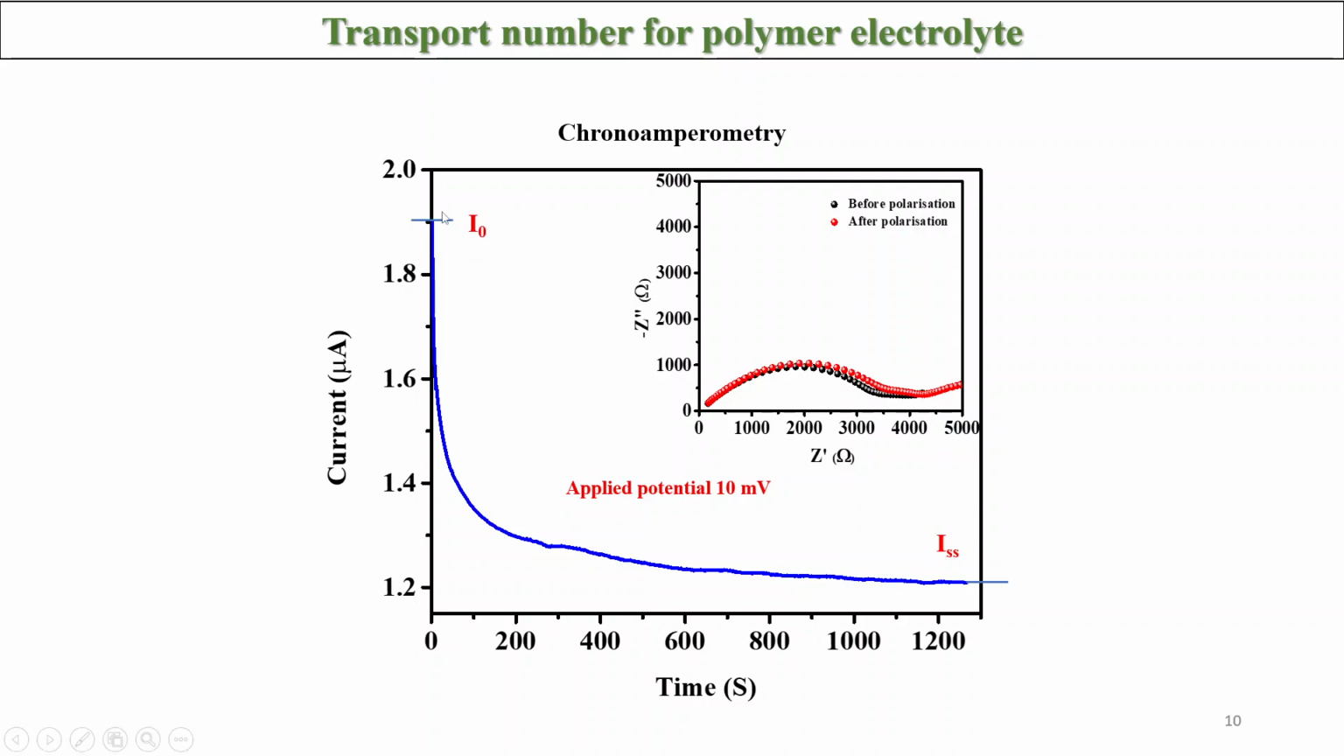In all these regions, both cation and anions are transporting charge, whereas once the steady state is reached, only the cation, that is lithium plus, is transferring the charge. In this case, what is the transport number? Transport number is nothing but the charge carried by the cation divided by the total charge. So in this case, we can write ISS divided by I0.